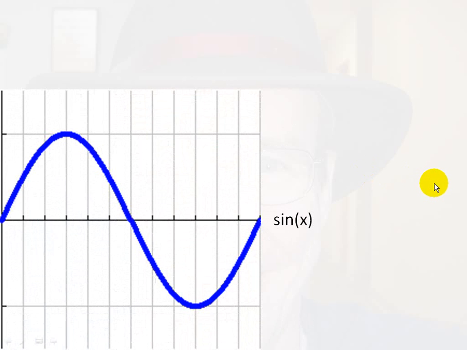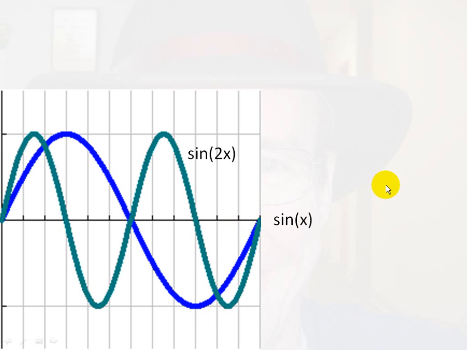Now the period change. So here's the basic sine graph, and notice I'm going here from 0 to 2 pi. Now what we want to notice about this is, for sine, 0 to 2 pi is one period. That's how long it takes sine to go through one complete cycle. Now we can speed things up or we can slow things down.